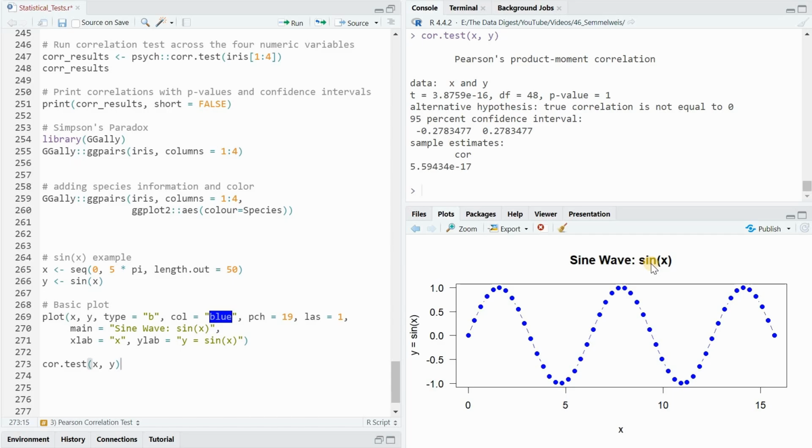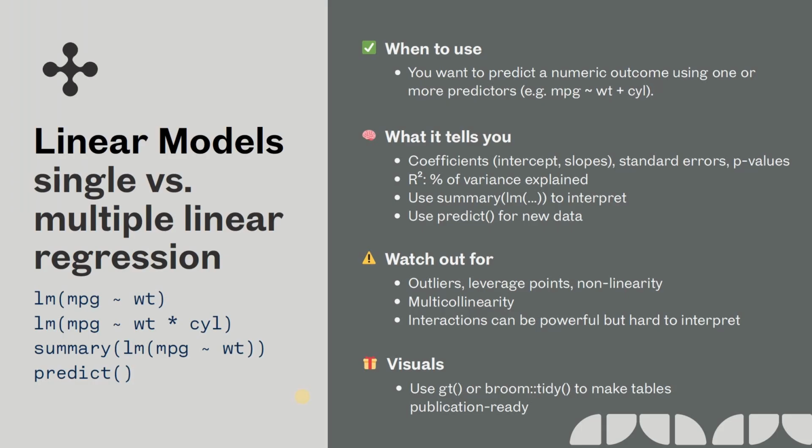here, for example, with the sine wave, the y value is almost perfectly predicted by the x value. Still, the correlation is 0 and corr.test is not significant because these values do not go up or down together. So as x increases, y sometimes goes up, sometimes goes down, and that means that they don't linearly correlate. But prediction brings us to the next statistical test or procedure I want to discuss, which is linear models, single or multiple linear regression, and how you can predict one value based on other variables.